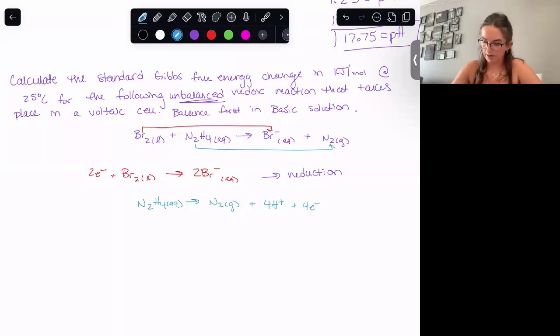So is this our oxidation or reduction? Right, and that makes sense. We said that the first one was reduction, so our other half reaction should be oxidation. It looks like an oxidation reaction. We're good. All right, can we just add these up now?